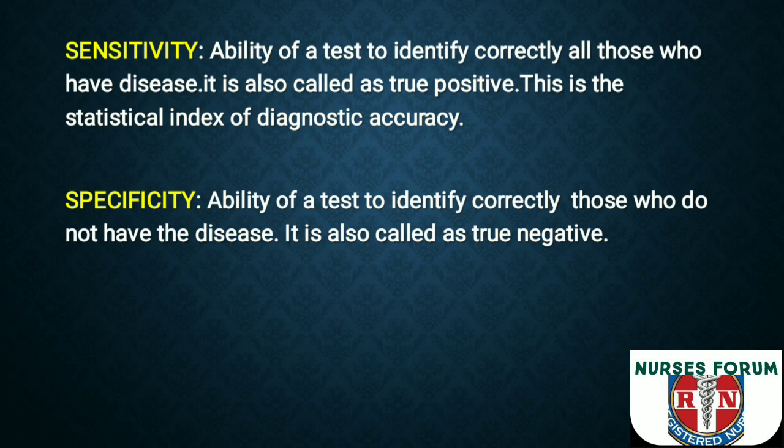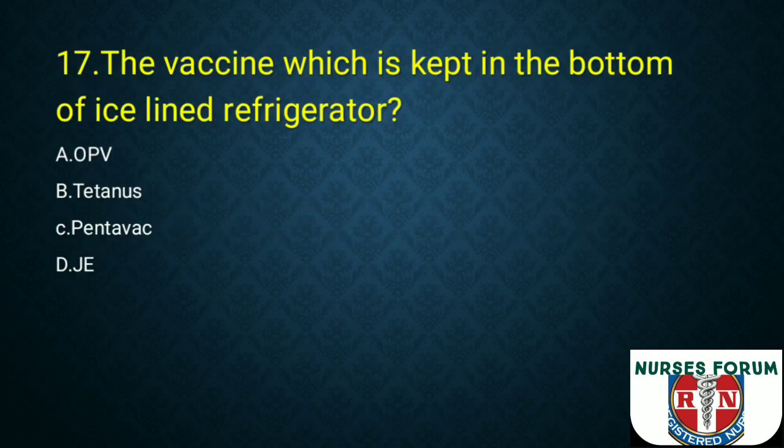We can see what is sensitivity. Sensitivity is the ability of a test to identify correctly all those who have disease. It is also called true positive. This is the statistical index of diagnostic accuracy. The other terminology in this question is specificity, the ability of a test to identify correctly those who do not have disease.